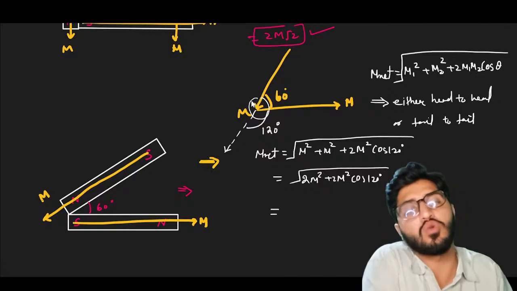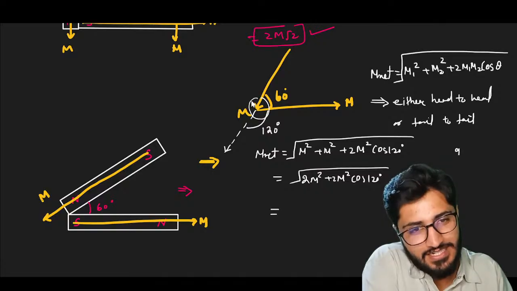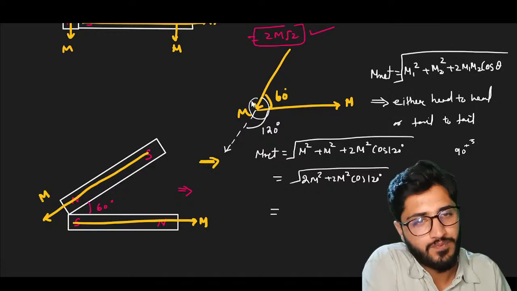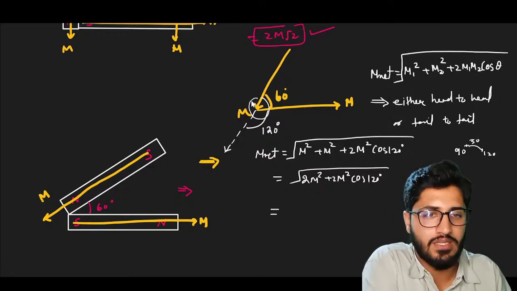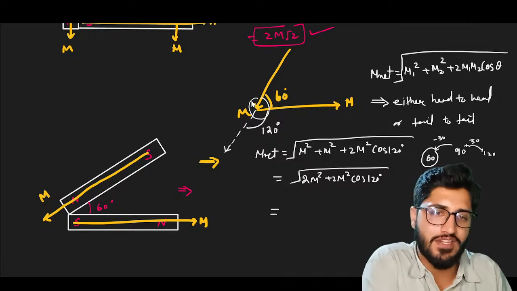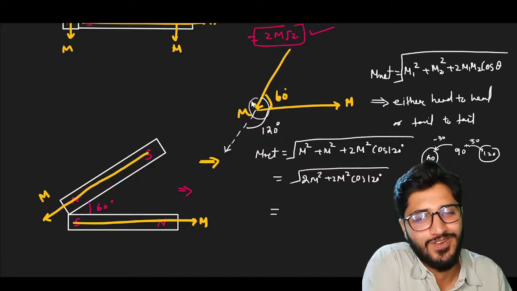Okay, one more thing. How to break down cos 120? Okay, look, it is 90 plus 30. It will become 120. 90 minus 30 is 60. The value of cos 60 and the value of cos 120 are the same in magnitude. Okay. 1 by 2 only, no?